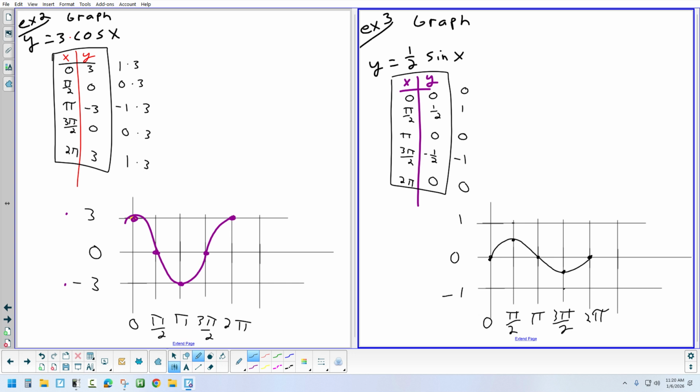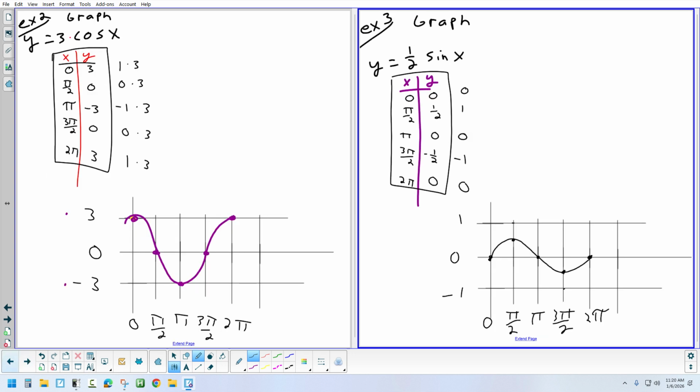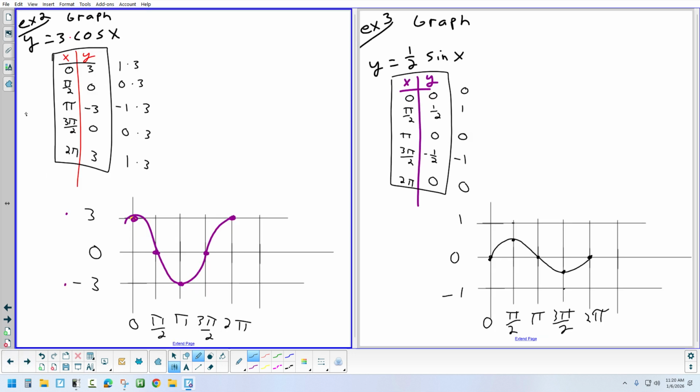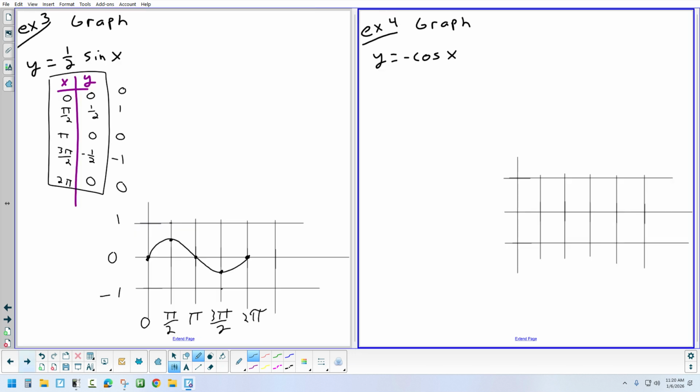Okay, any question on that one? All right, let's look at this one. Actually, let me ask the amplitude. What's the amplitude of example 2? 3, and then the amplitude of example 3. That's 1/2. What's the amplitude of example 4? Yeah, 1. There is no amplitude change.